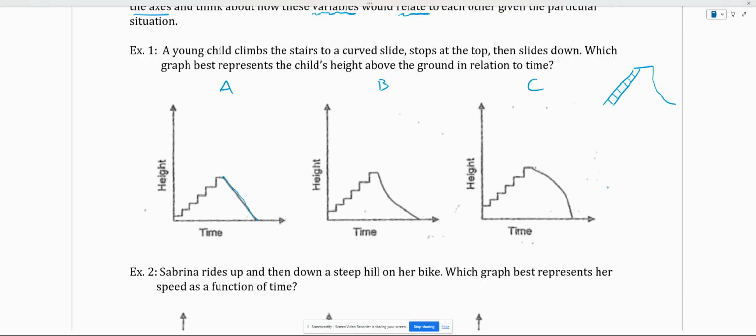You're going to start off quick because gravity is going to push you down the steeper part of the slide, and then your height change is going to slow down. In C we see the opposite: it starts off really slow and then gets really fast at the end. That does not look safe for a child at all. And definitely this one, where it starts off quick and then has a bit of a bend to it, because the child is slowing down to land safely on their feet and enjoy the ride. So it's definitely going to be B in this case.